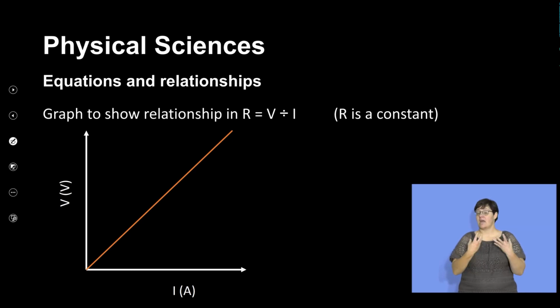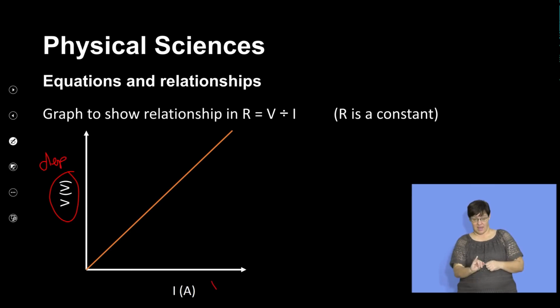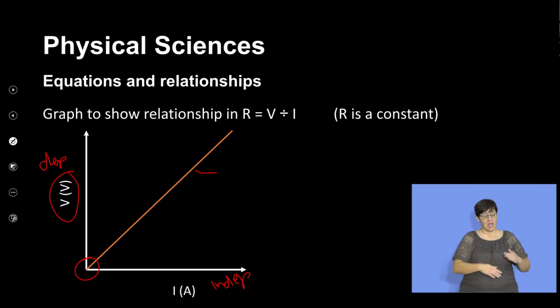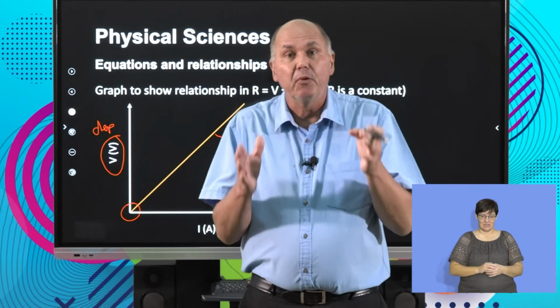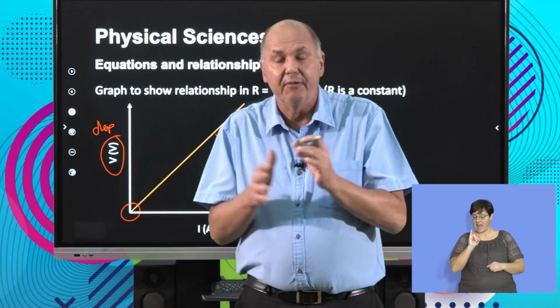If we have V measured in volts, that is the dependent variable, and we have I, which is the independent variable, we're going to get a straight line that passes through the origin, and the gradient here is going to be R. It's the change in V divided by the change in I. And so we can clearly say that V is directly proportional to I, and we've got a particular relationship where we can say V and I are directly proportional.